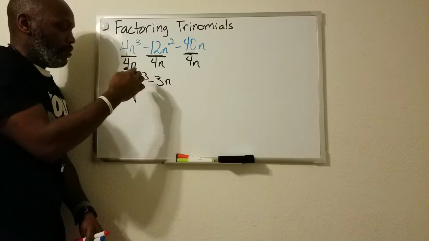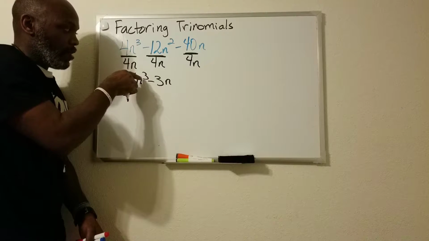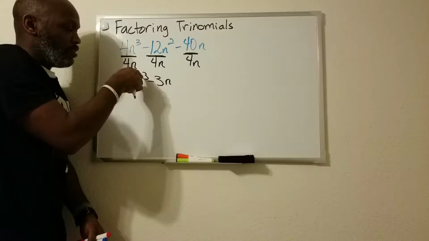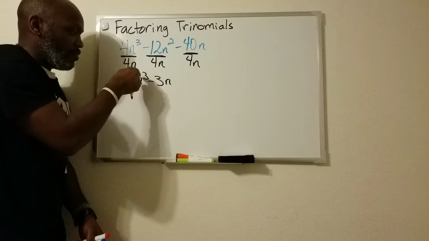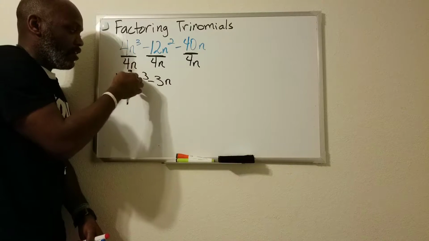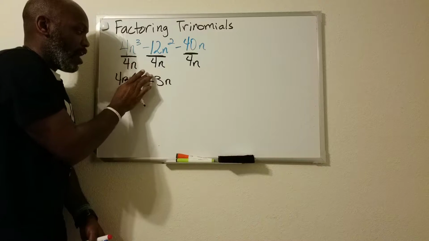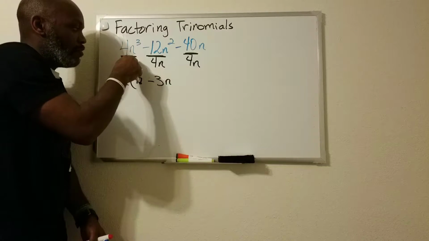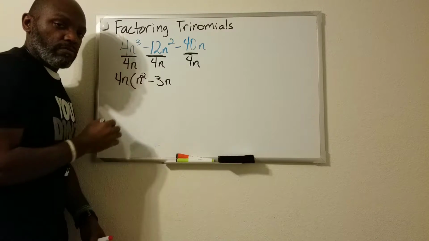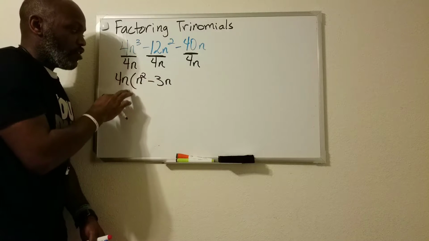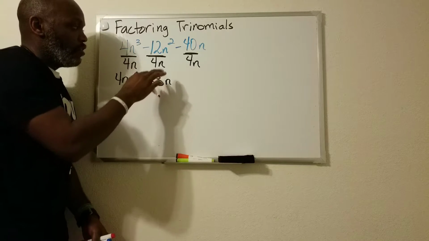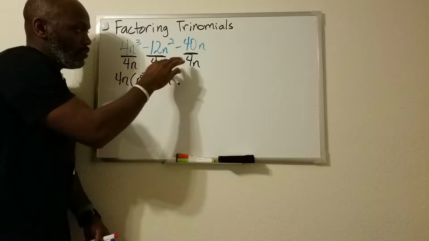Now, let me back up because I did mess up right here. It shouldn't have been n to the third, because if I do 4n times n to the third, it's going to give me 4n to the fourth. So that wouldn't be accurate. So it is 3 minus 1, which is 2. All right. So I make that correction right there. All right, so I'm going to move on to my next step.